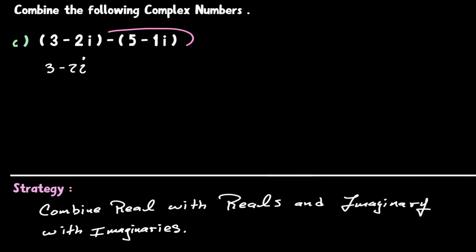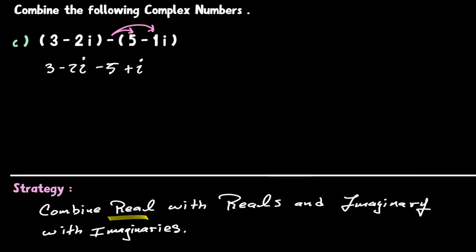And in our second parenthesis, we have a negative in front of it. We can distribute that negative. So instead of having 5, we're going to get negative 5. And when we distribute to our second term, instead of having negative 1i, we're going to get positive 1i. Negative times a negative is a positive.